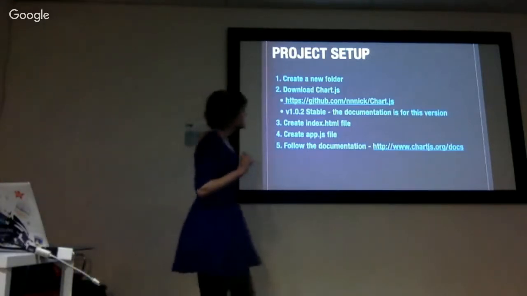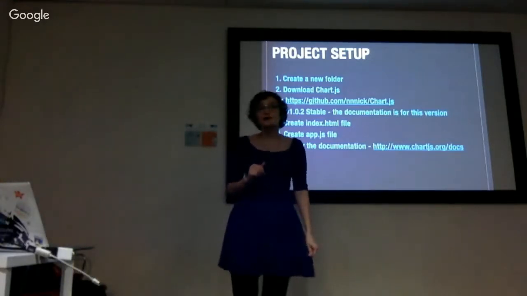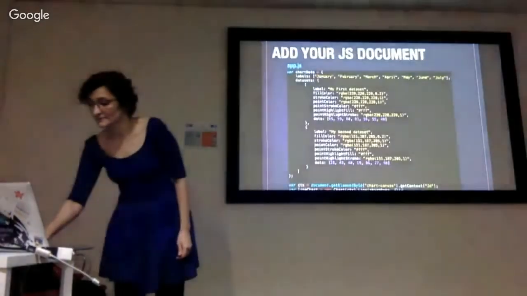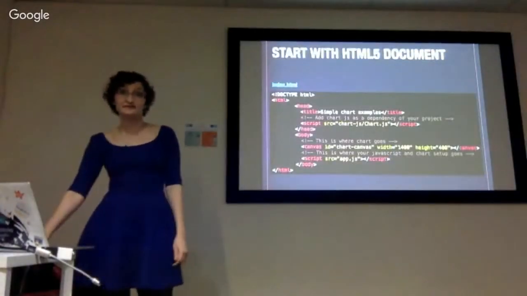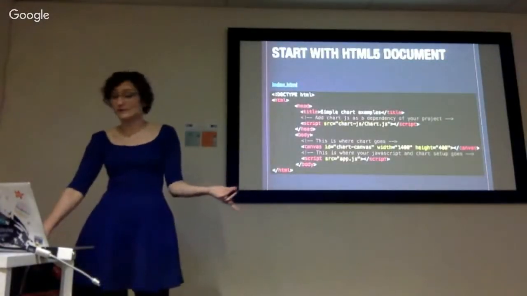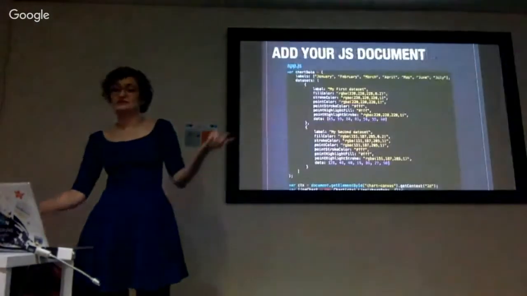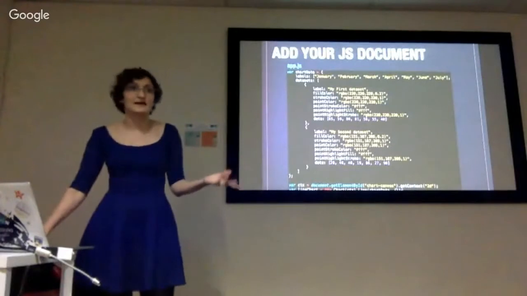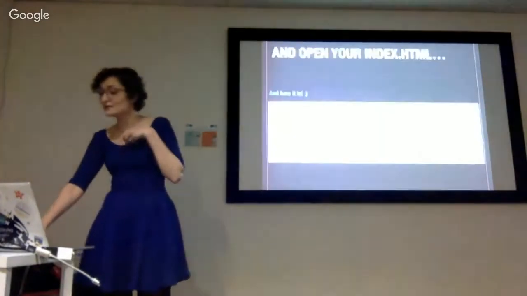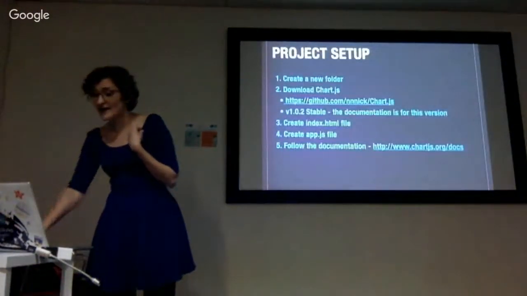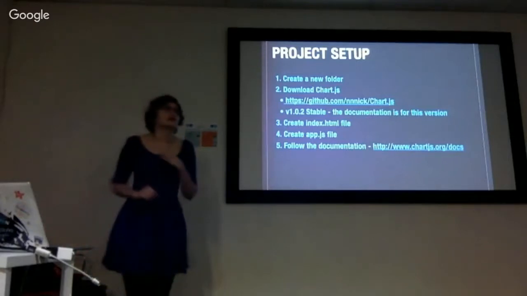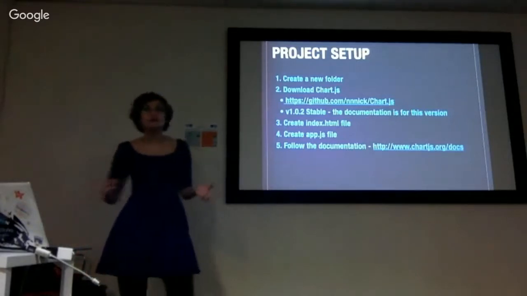You create your index.html file, which looks something like this, and Chart.js gives you an example of it. You create your app.js file, which looks something like this, and again, Chart.js provides you an example of it if you want to play with it. And you open your file using the web browser. You can host it if you want.